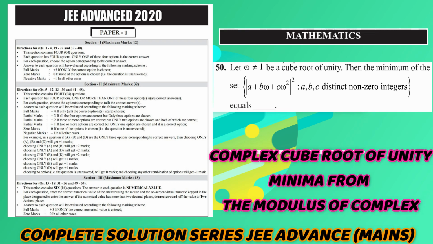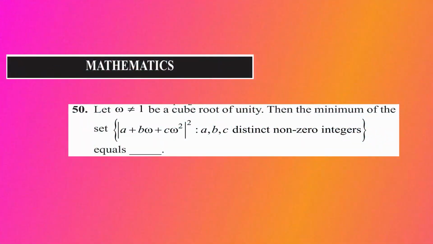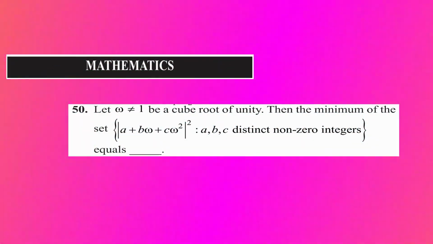Okay, so in today's video, I'm going to explain one of the JEE Advanced previous year questions. Now let's get started with our question. First of all, I'm going to explain the question, and then we'll go for a detailed understanding of the solution. So here in our question, we are given omega.